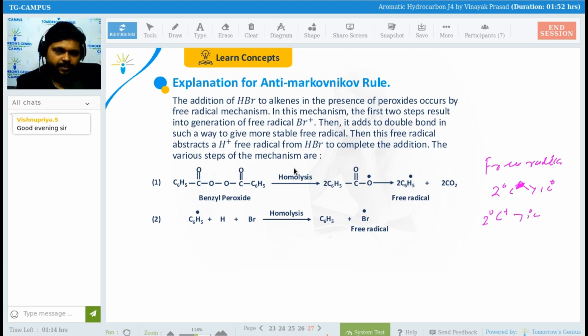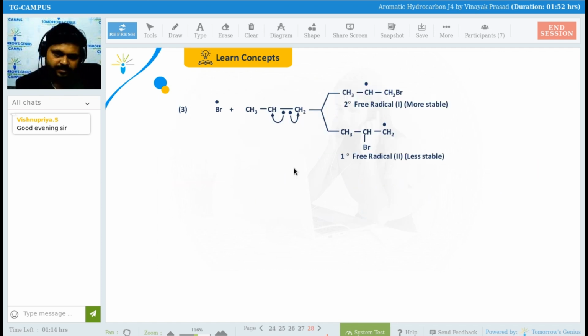Clear, everyone? So see, the addition of HBr to alkene in the presence of peroxide occurs by free radical mechanism, right? In this mechanism, the first two steps result in the generation of free radical, that is Br•. Then it adds to the double bond in such a way as to give the more stable radical, that we have seen, guys.